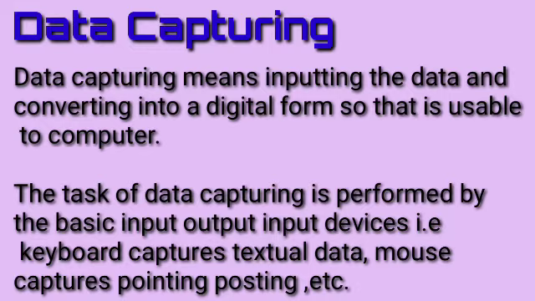Mouse captures the pointing positions, and the barcode reader is also one of the input devices in which the data is captured from the barcodes which are present on the back side of the product which we purchase from the market. You must have seen the barcodes, that are the lines which are printed on every product which we purchase from the market. You can find it in your IP book also. So that is being read by the barcode readers.